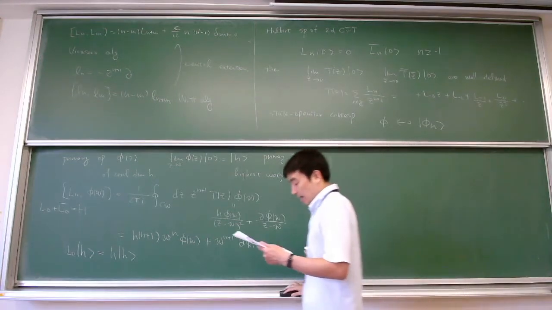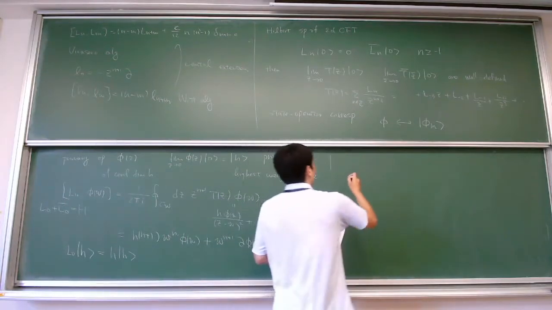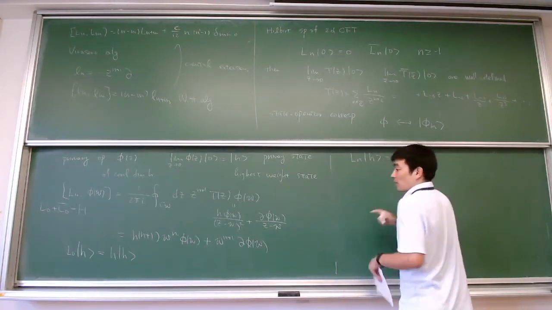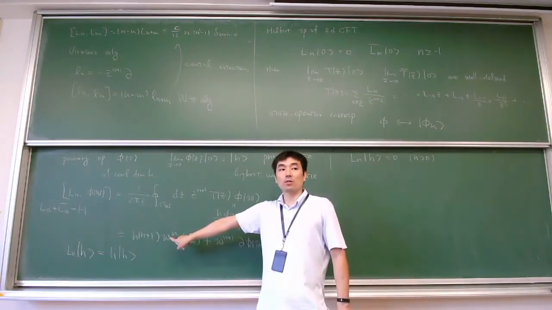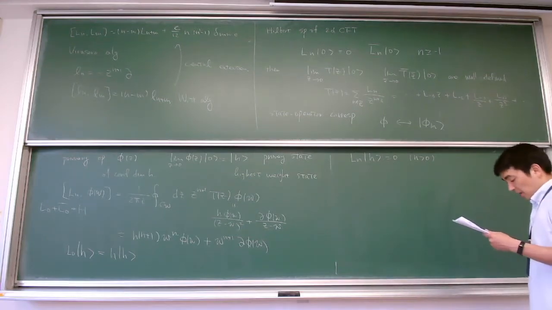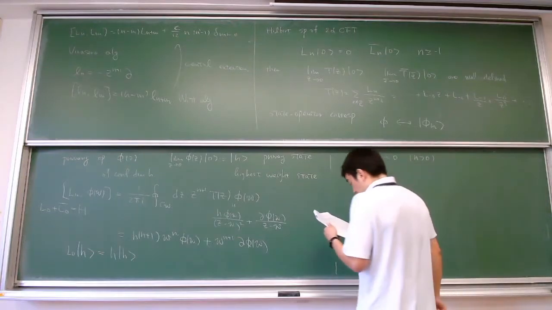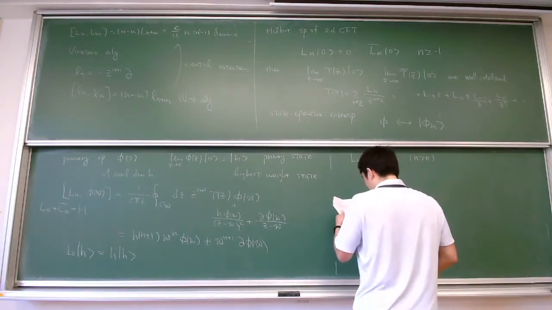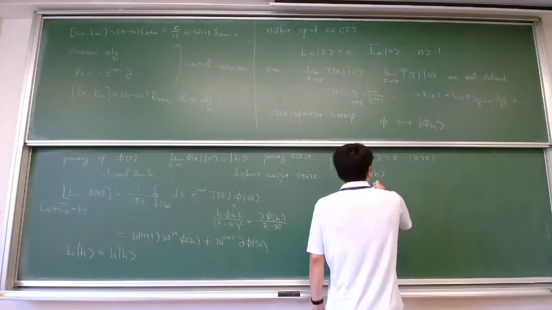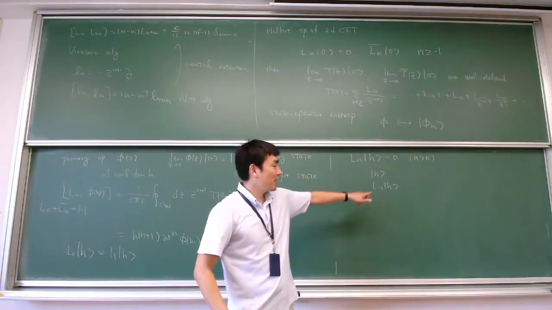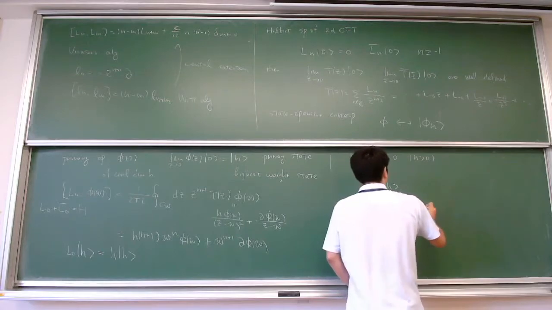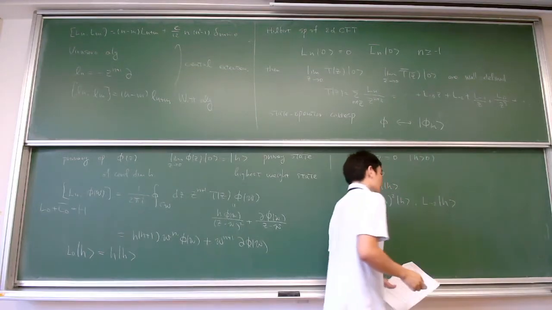And from here, do the same analysis. Ln acts on the primary state and gives zero if n is greater than zero. You can easily see that, right? You still have higher powers, so once you take w equals to zero, you get the boundary. So then, you start with h, and you can act on it with the Virasoro generator, which has a negative mode, like this.